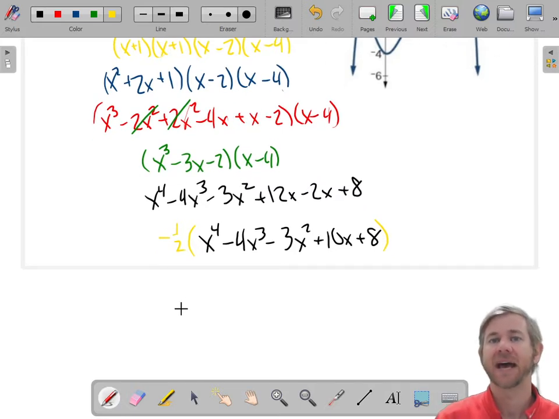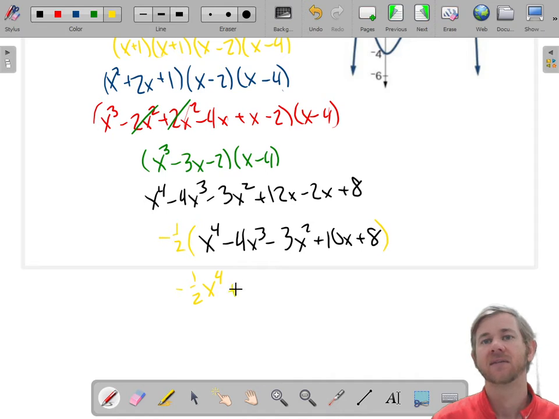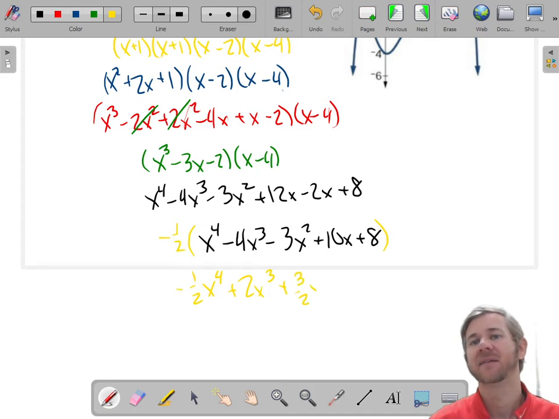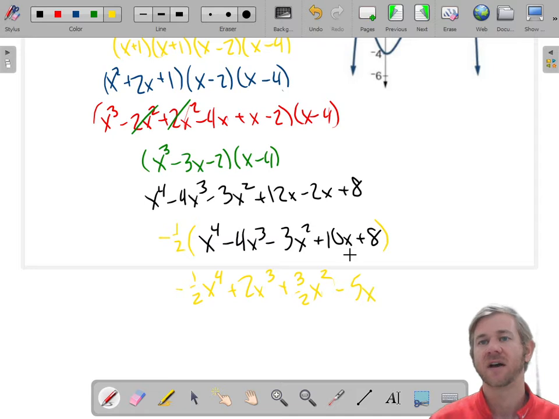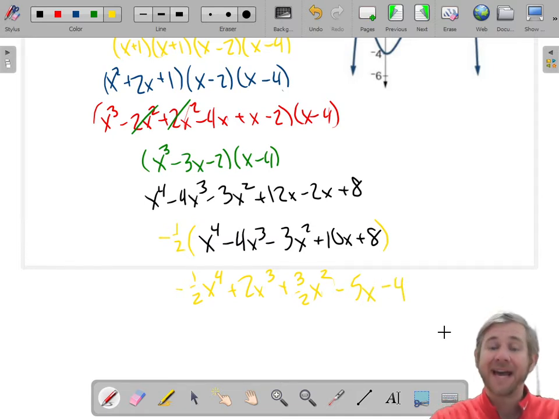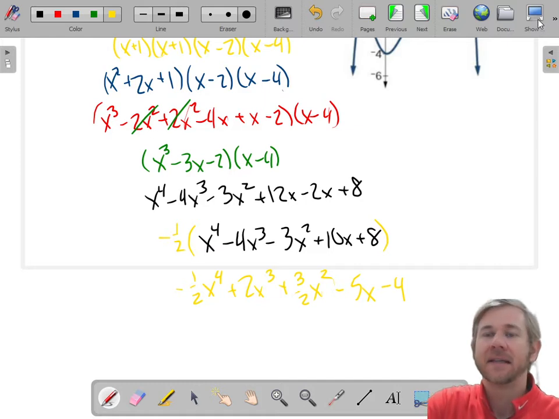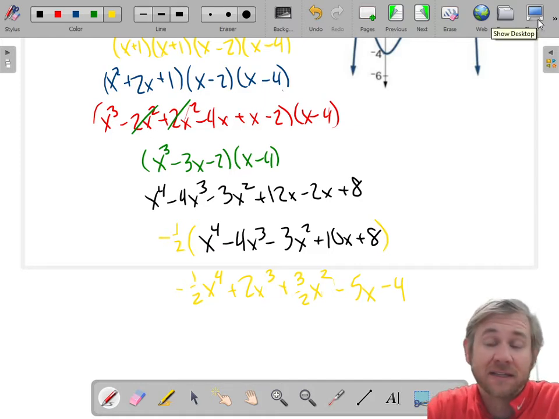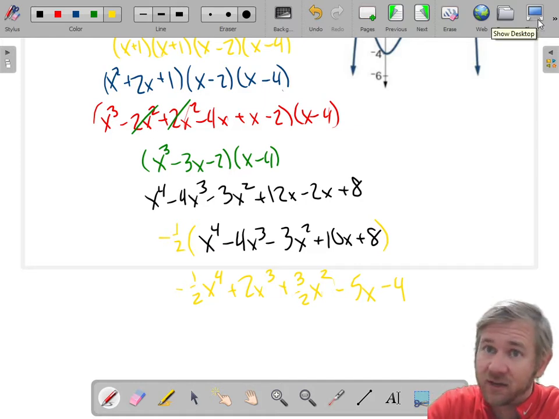And if I do that, I will get -1/2 x to the 4th. Negative times a negative is positive 2x cubed. Negative times a negative is positive. This will be 3/2 x squared. And then -1/2 times 10 is -5. And -1/2 times 8 is -4. So once I do that, I should see almost perfect. It's going to be a little bit off because I don't think I cubed something, but it's going to be really close.